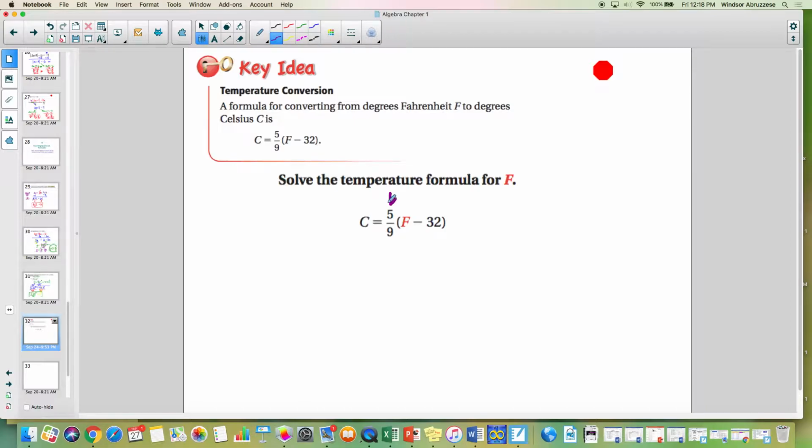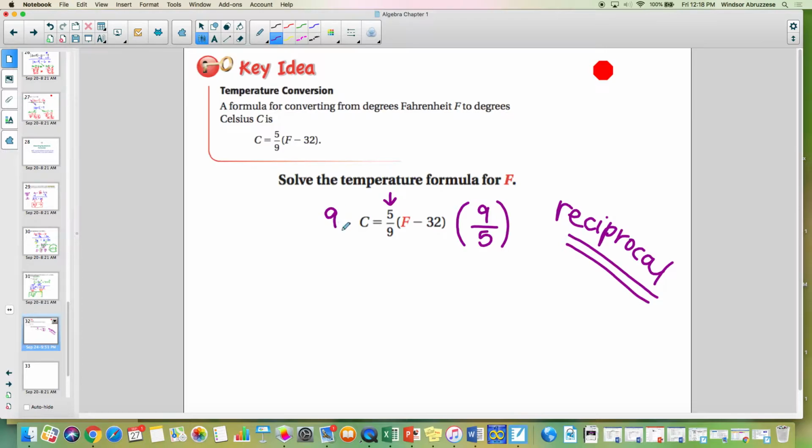So to eliminate this fraction first, remember when a fraction is joined by multiplication, we're going to do the reciprocal. Let's write that word down again because you tend to forget it and it's usually the way to go. So I'm going to multiply this side by 9/5, which means I have to multiply C by 9/5 because this 5/9 and this 9/5 will cancel out. And I'm just left with F minus 32 equals 9/5 of C. Remember, they're joined by multiplication, so just put them right next to each other.